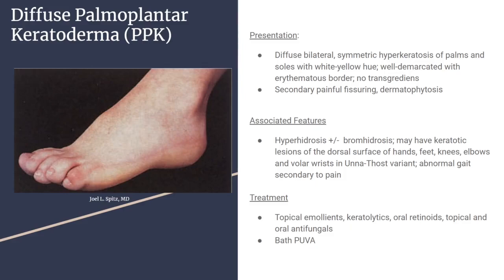All right, on to palmar plantar keratodermas, or diffuse PPK. And this has a diffuse bilateral symmetric hyperkeratosis of the palms and soles with a white to yellow hue, well demarcated keratoerythematous borders, no transgradiens, secondary painful fissuring, sometimes dermatophytosis in areas of scale, associated hyperhidrosis plus or minus bromhidrosis may be noted.